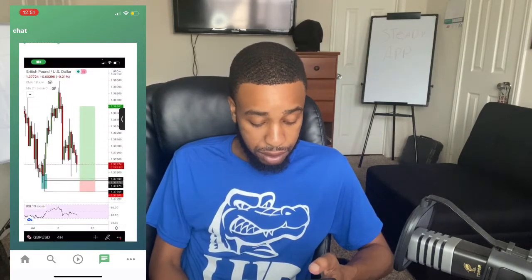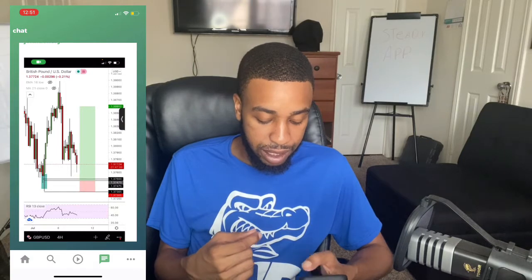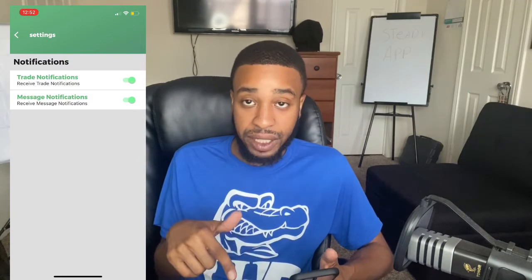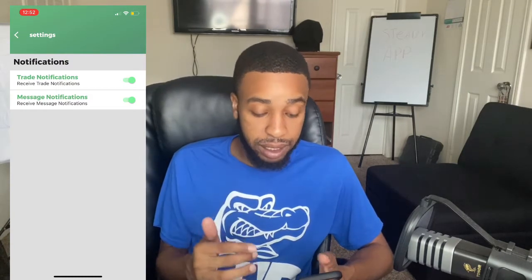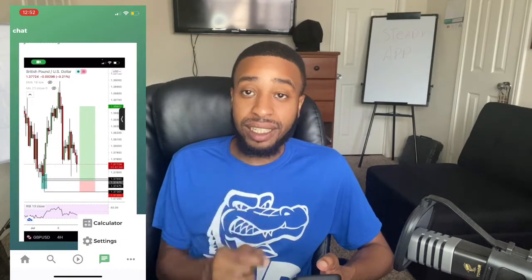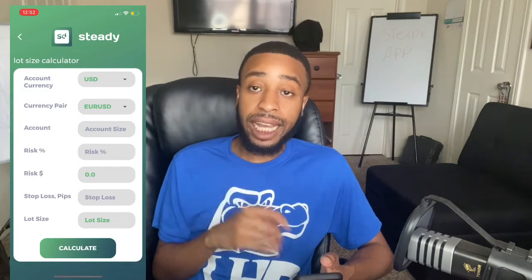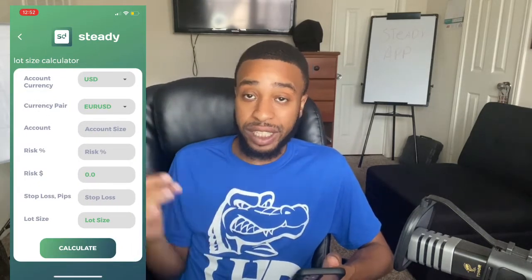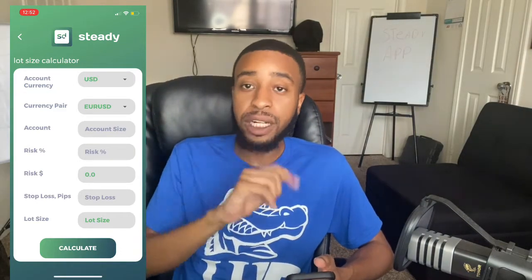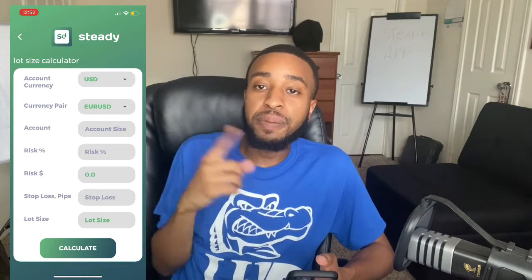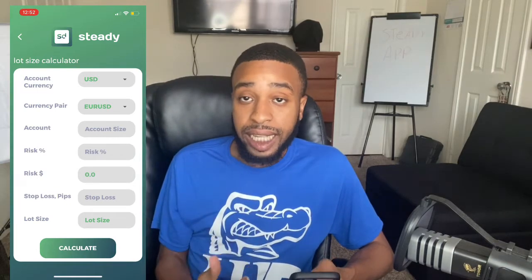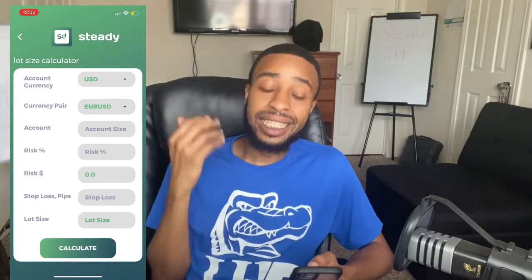So finally, you can click on settings. You obviously want to make sure the message notifications and the trade notifications are turned on. Now, the next thing you want to pay attention to is the lot size calculator. Whenever you're looking to pick a currency to take for a trade, you want to use the lot size calculator. What I'm going to do is show you in full spectrum exactly how to go about seeing the trade, entering the trade, figuring out your lot size, and then executing.